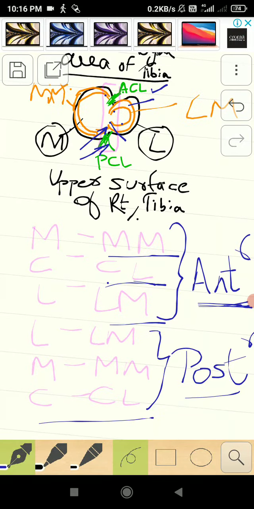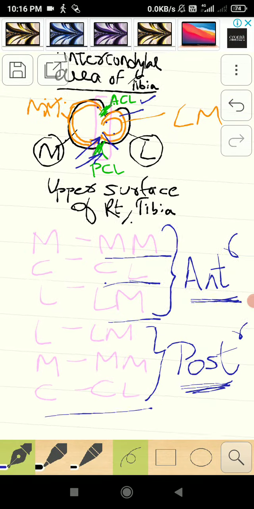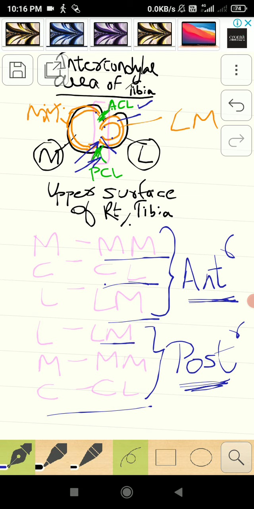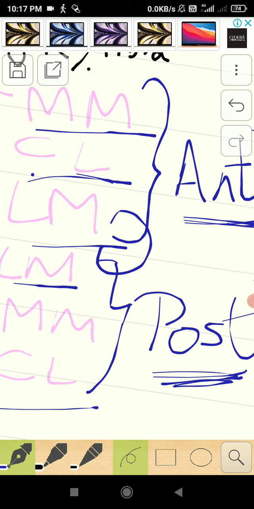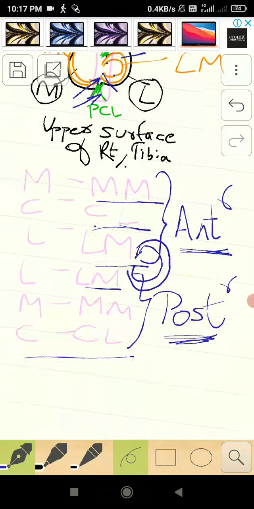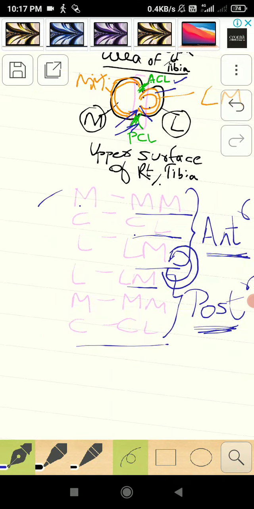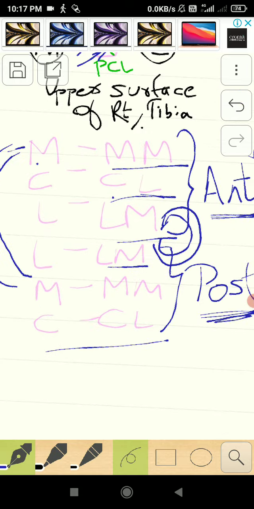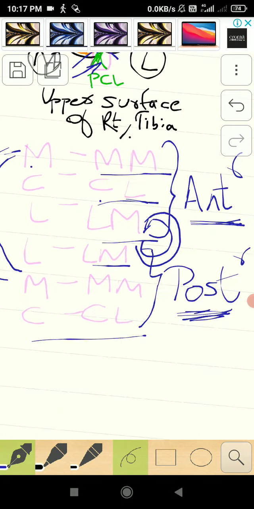So here we'll see posterior horn of lateral meniscus. Because this lateral meniscus is, I already told you, a circular structure. I'll just show you. So immediately after the anterior horn of lateral meniscus, the posterior horn of lateral meniscus will come. Whereas medial meniscus is a semilunar structure, it will be far away from one another like this. So this is the posterior horn of lateral meniscus, posterior horn of medial meniscus, and of course this is the cruciate ligament. Which cruciate ligament? Posterior cruciate ligament.